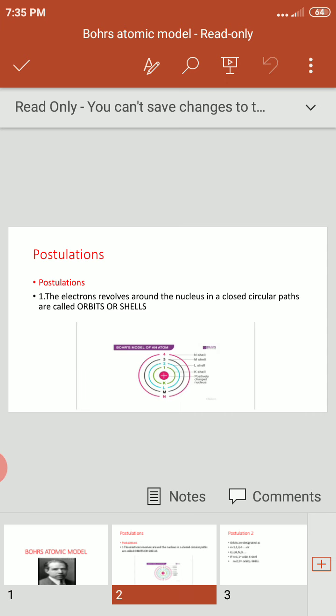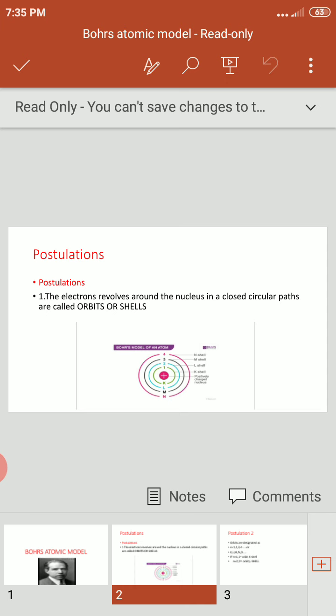The first postulation: the electrons revolve around the nucleus in closed circular paths. Look at the diagram here. In the center of the atom is the positively charged nucleus. Around the nucleus, electrons revolve in circular paths. Those circular paths are called orbits or shells.